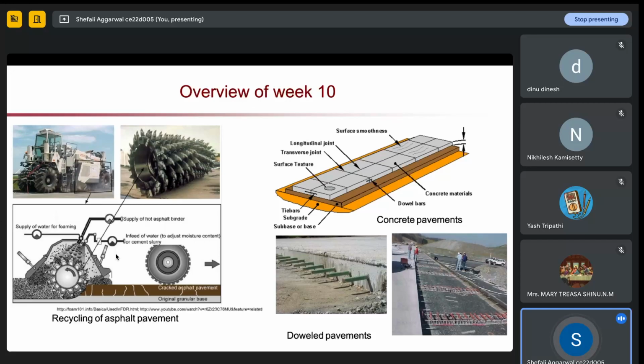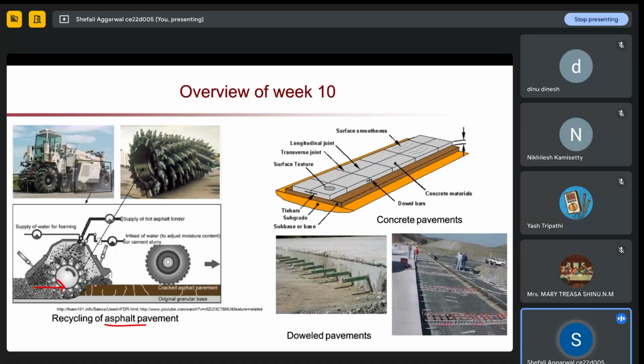So this is a normal recycling procedure for asphalt pavement. This type of crusher will be used, and it will strip off the top surface of your asphalt pavement. Like in this example, you can see it taking away the top surface of the asphalt pavement, and this material can be collected and recycled. So this is all about the flexible pavement.